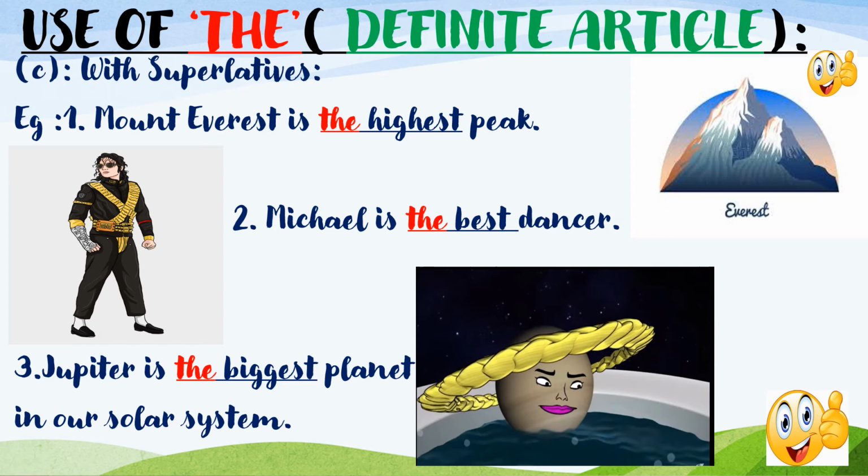If you consider these examples, the highest, the best, the biggest: highest is the superlative form of the adjective high, best is the superlative form of the adjective good, and the biggest is the superlative form of the word big. So here we used article the before the superlative forms of these adjectives.